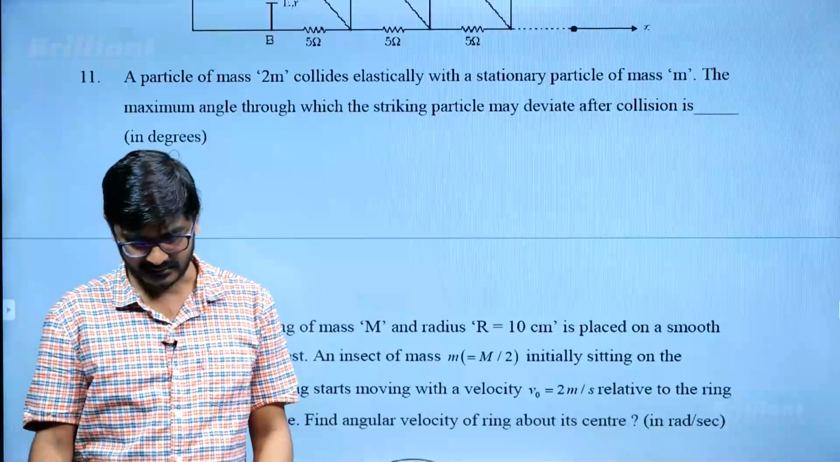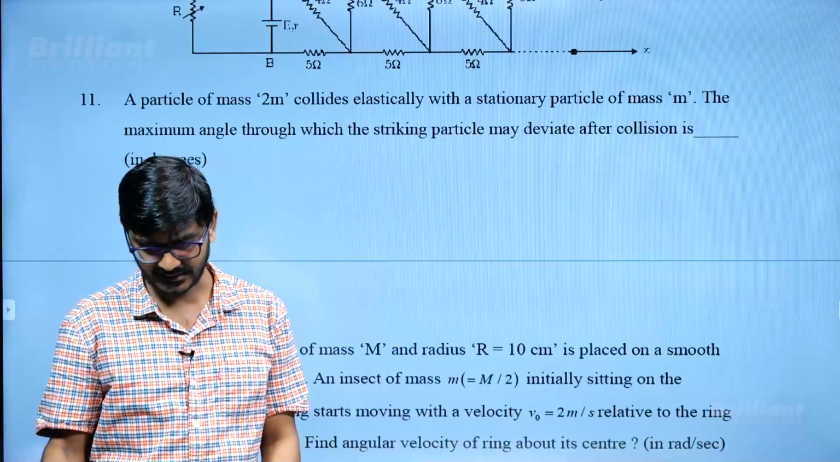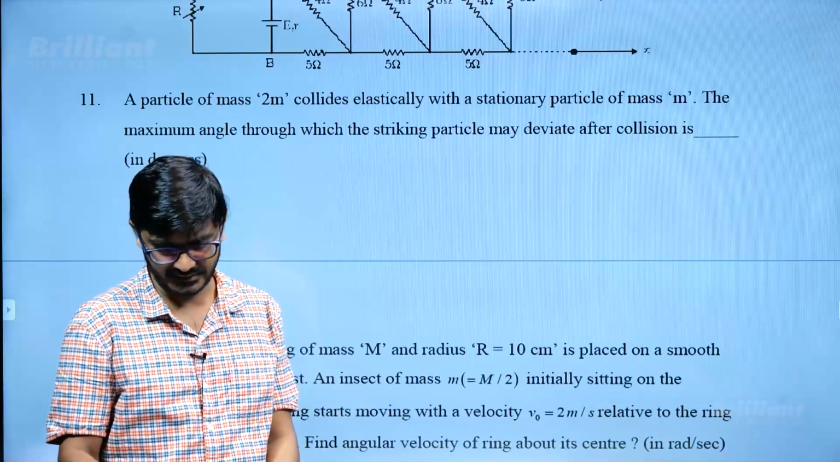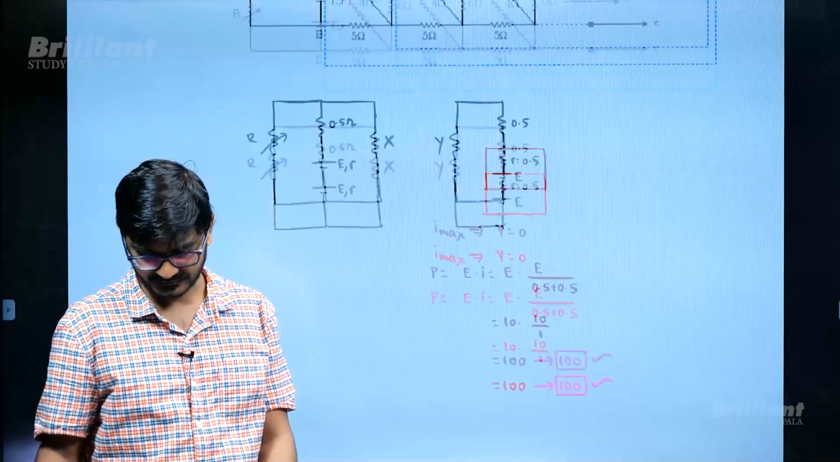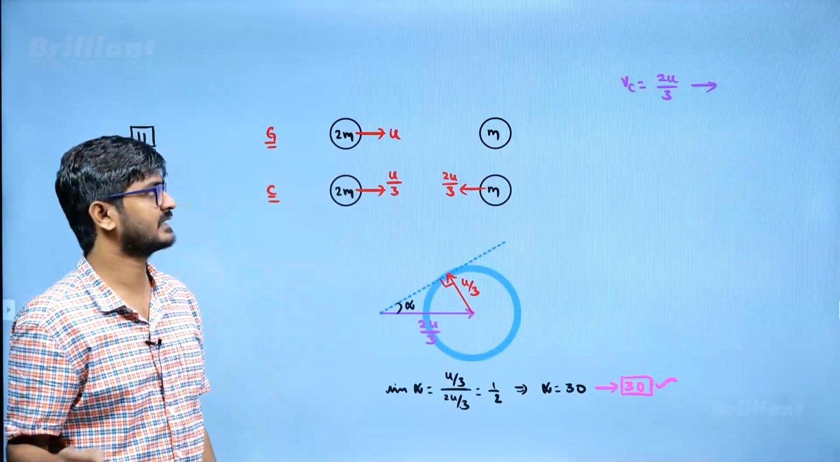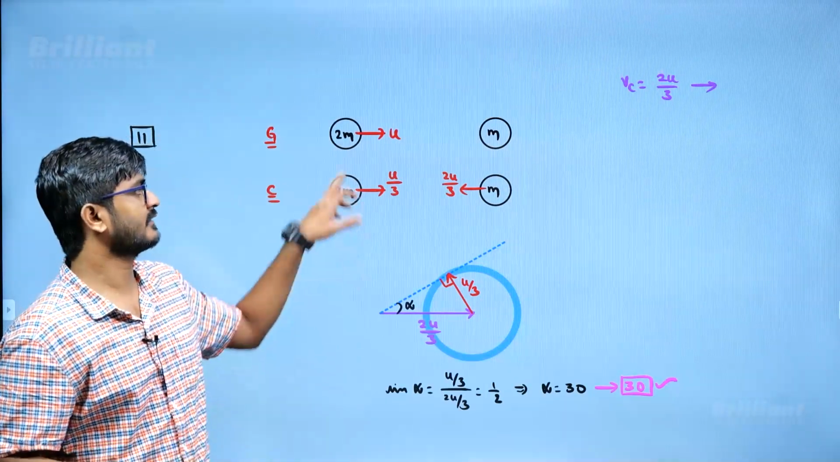The next question, a particle of mass 2m collides elastically with a stationary particle of mass m. The maximum angle through which the striking particle may deviate after collision. Now this one also, I think a similar example was taken in revision class. In ground frame it looks like this.